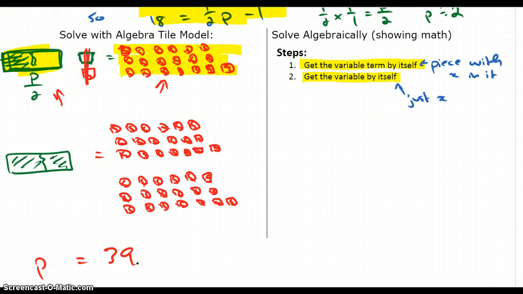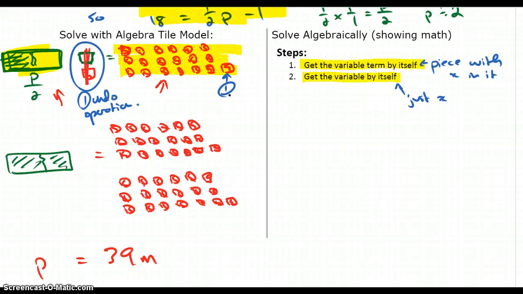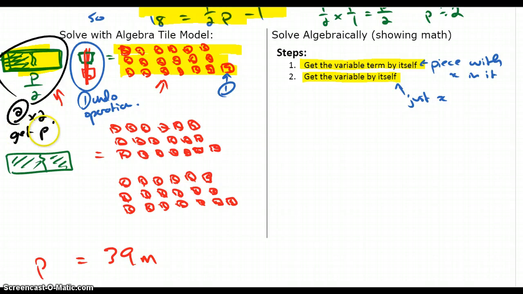And we're talking about meters here because we're talking about the elevation of Prince Rupert. P is equal to 39. Our 2 steps: first we got rid of this, so we undid that operation. We got rid of the -1 by adding +1. We used opposite operations to get rid of the -1. And then our second step was to take that half a p and times it by 2 to get p by itself.